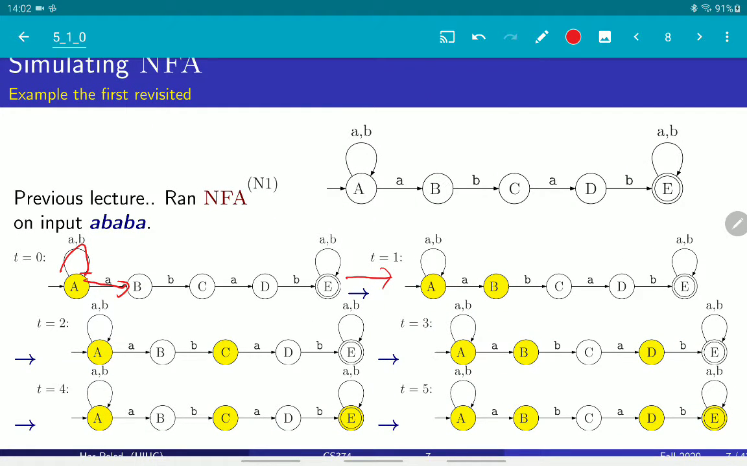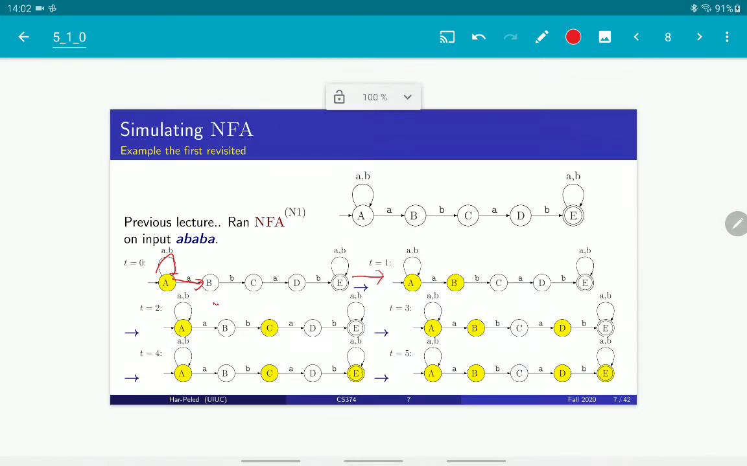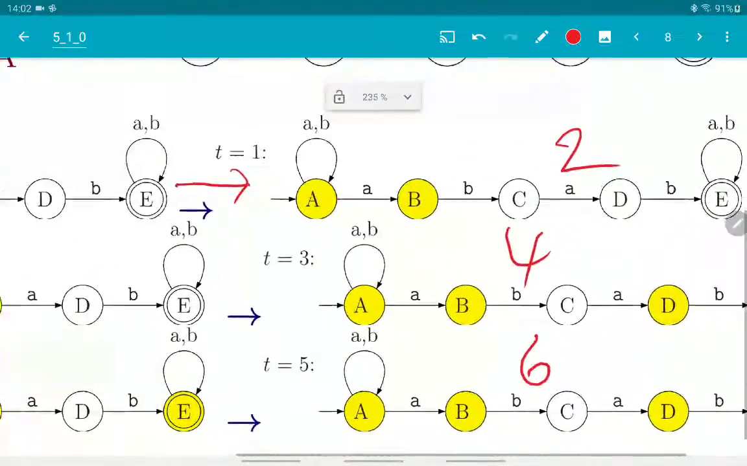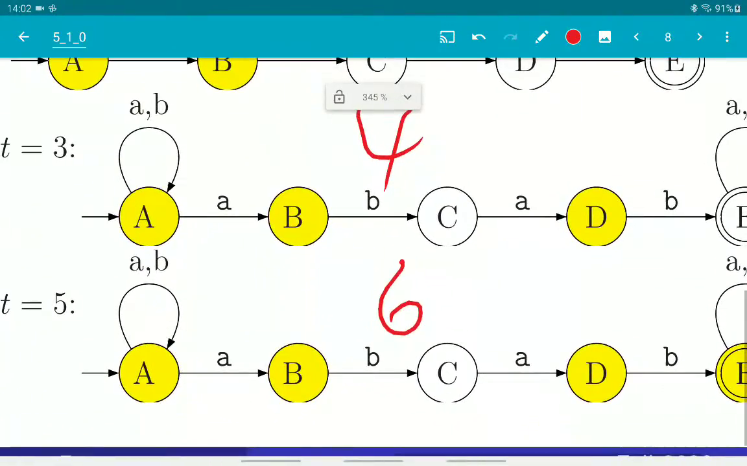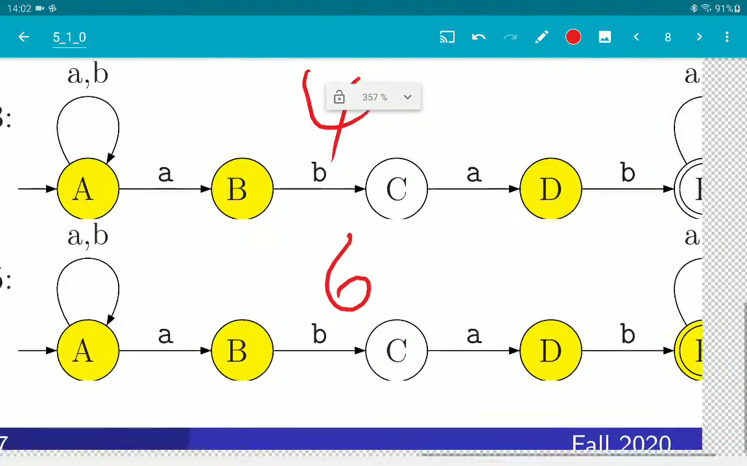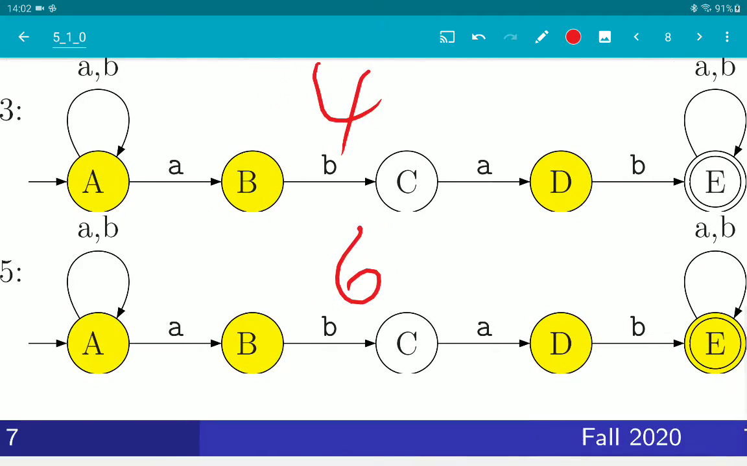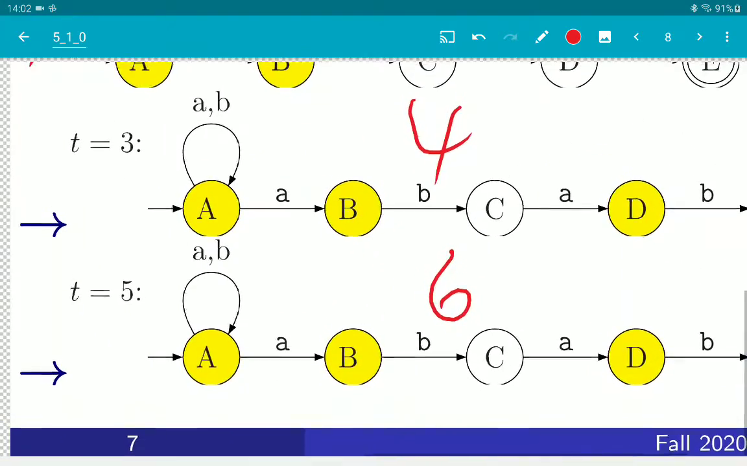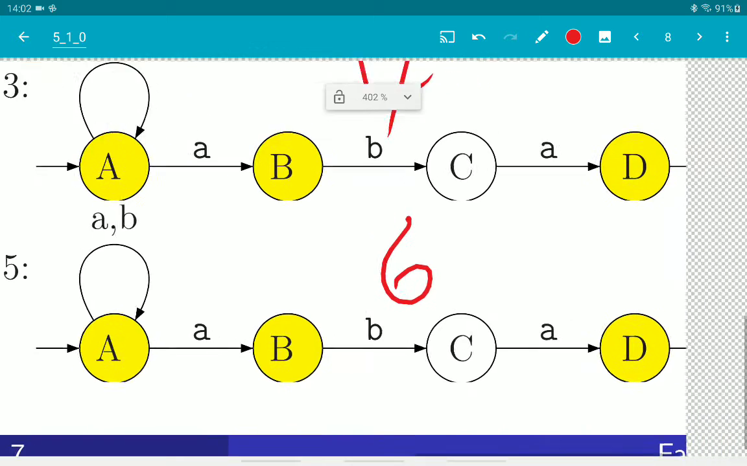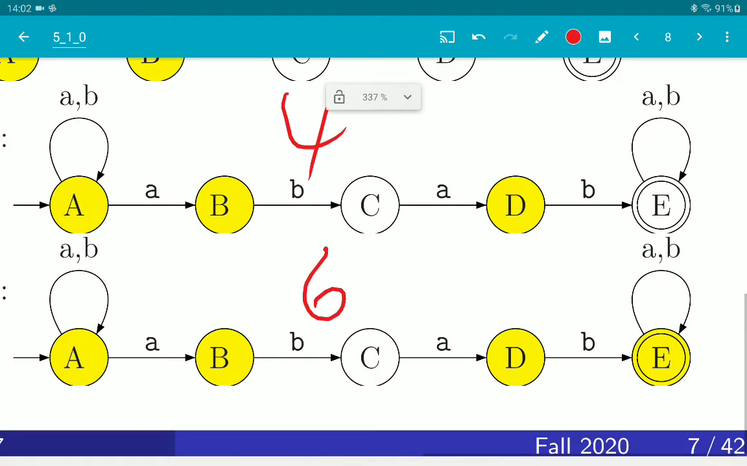So you get this sequence of machines. This is 1, this is 2, this is 3, this is 4, this is 5, this is 6. And this was the situation after the automaton read all the input. Since the accept state was one of the possible locations of the automaton, we said, well, yes, the NFA accepts this input.